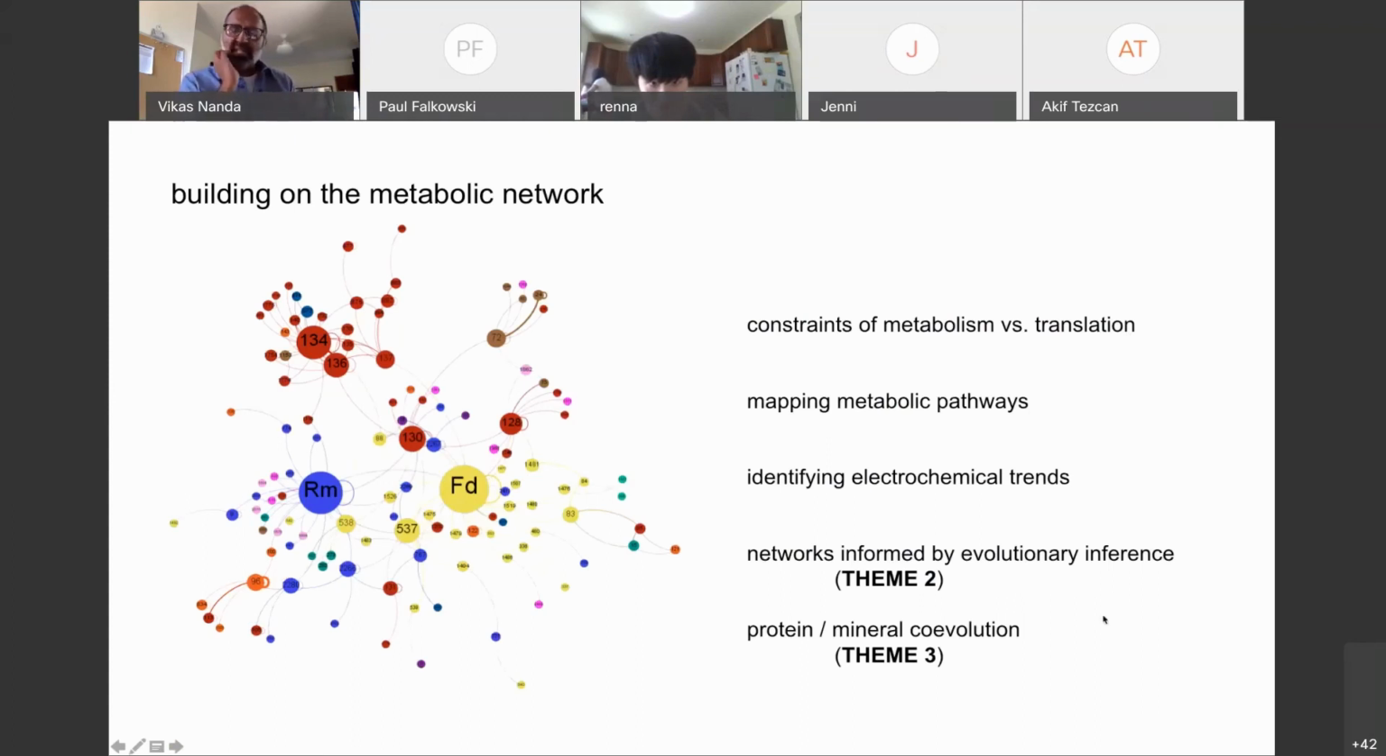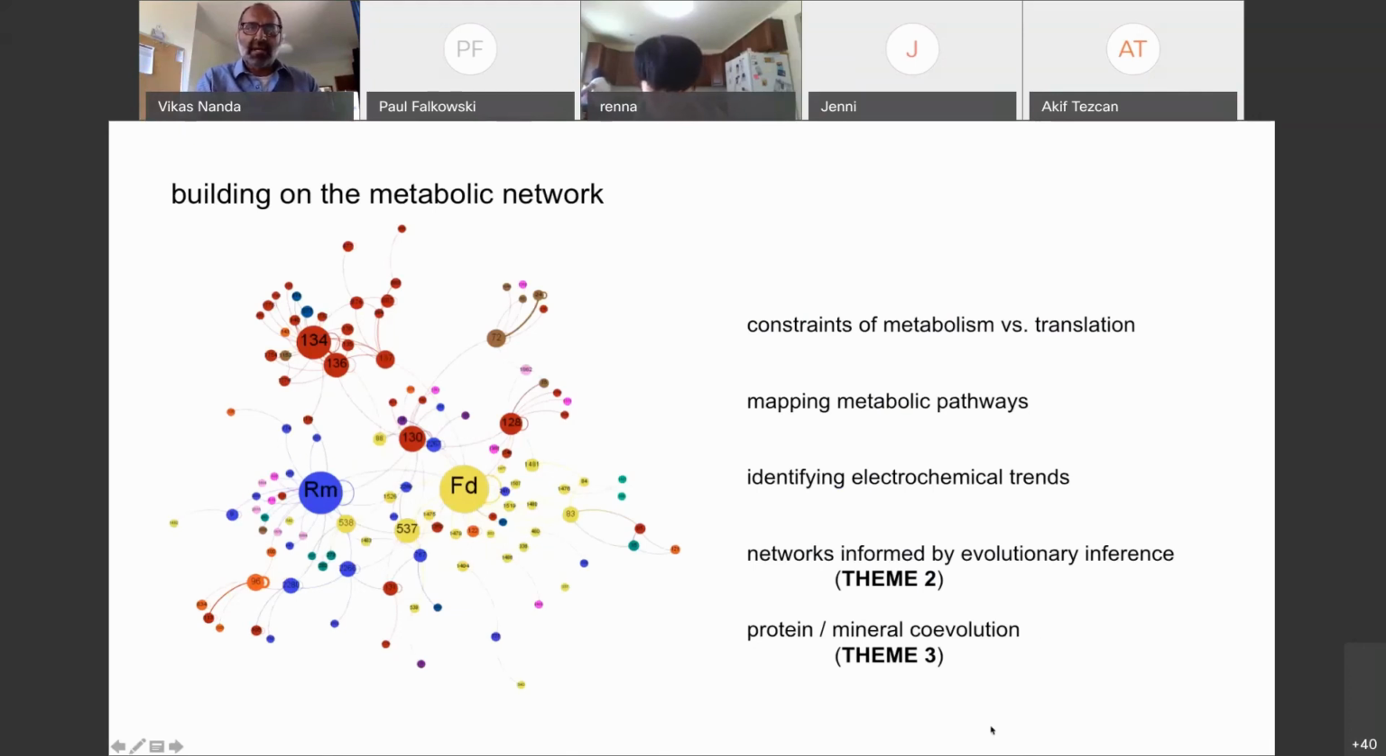So you'll hear from Jana Bromberg some of the work that's going on building real phylogenetic trees of metalloprotein evolution, where the connections are from evolutionary inference. And we're looking now for homology between this functional network and those evolutionary networks to see whether or not, to what extent, we can extract evolutionary information from this.